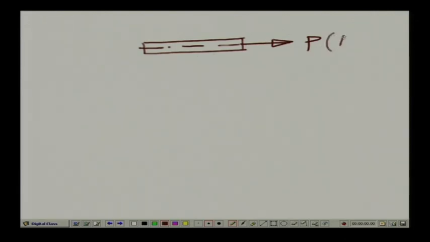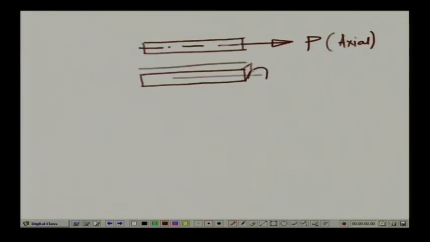If you remember, when we discussed axially loaded members, if this is the member and this is the member axis, then the force was acting along the axis of the member, and this we called the axial force. Similarly, we have seen that if a bar is subjected to a twisting moment, which is about the axis perpendicular to the cross section of the bar, then the vector direction of this twisting moment is along the axis of the bar.